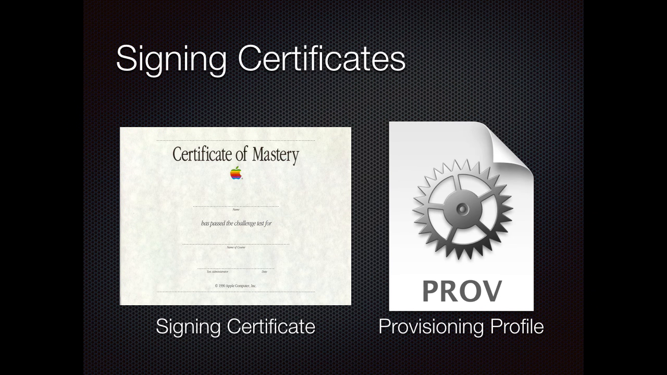So we talked about signing certificates last time. Signing certificates are part of a public-private key pair. The private certificate is on your own development machine. The public certificate gets shared with Apple and is used to validate the software that you send to them, as well as to decrypt the information that is sent to every individual user's phone whenever they download your application package.